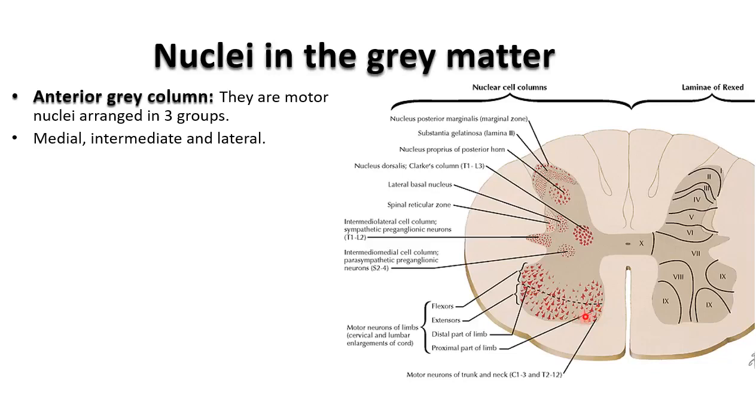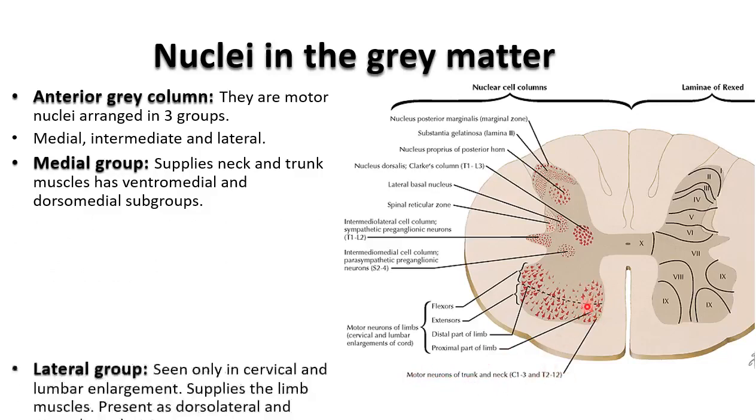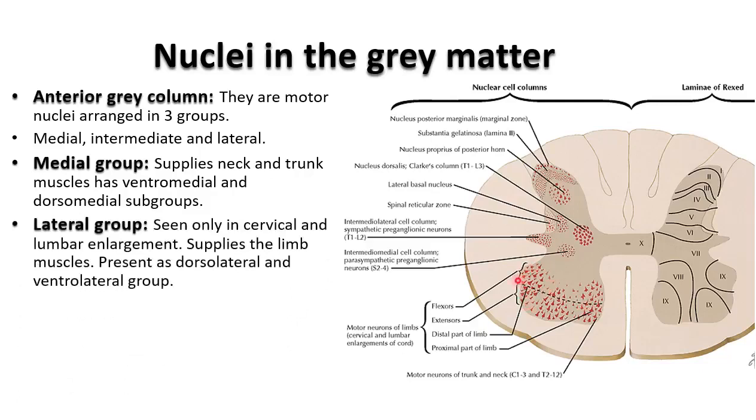The medial group of neurons supplies your trunk and neck muscles; these are the motor neurons of the trunk and neck muscles. Then you have the lateral group of neurons, which is again divided into ventrolateral, dorsolateral and retrodorsolateral. They go mainly to your limbs, upper limb and lower limb, so they are mainly seen in the cervical and lumbar enlargements.